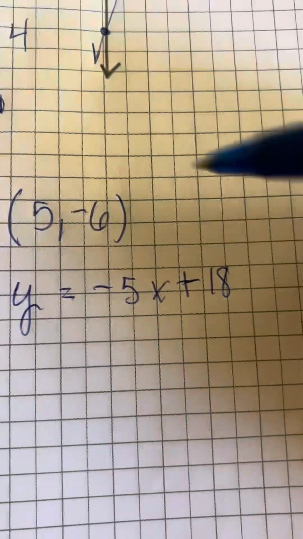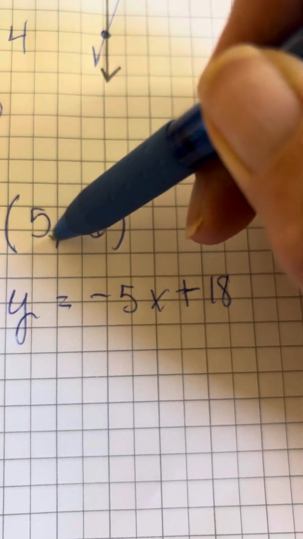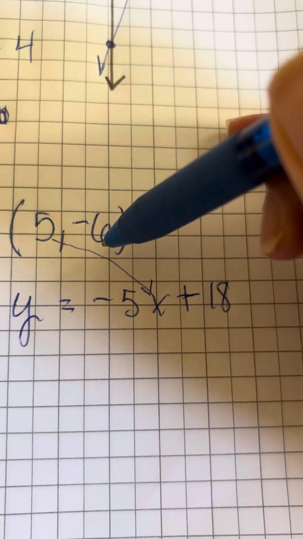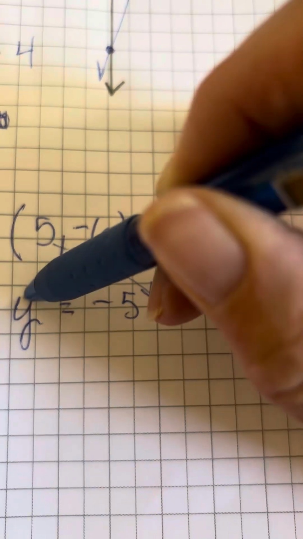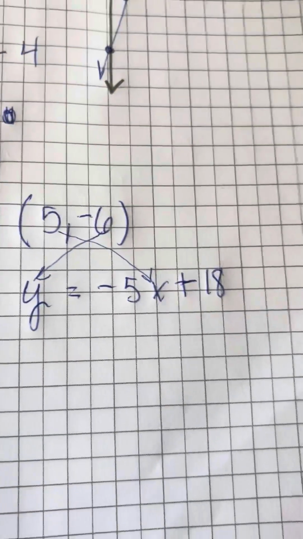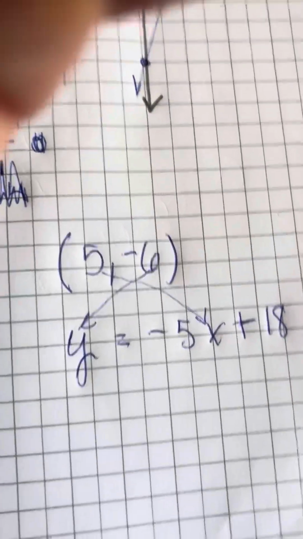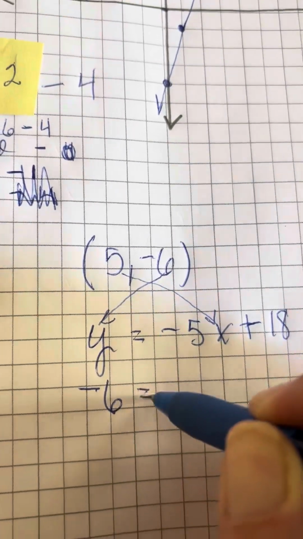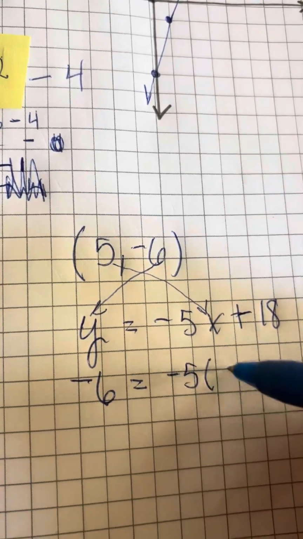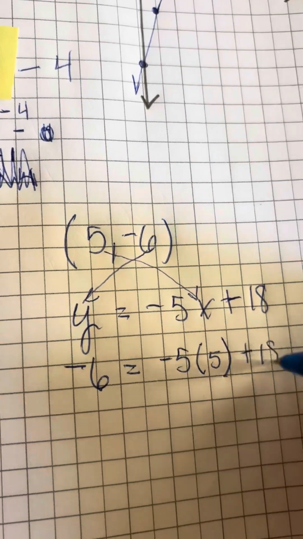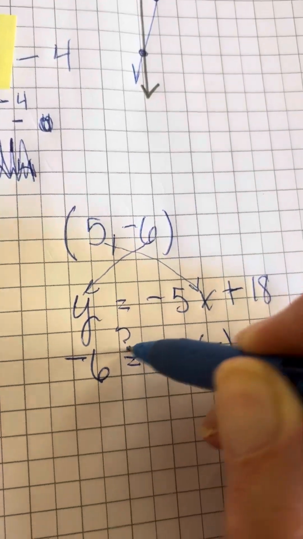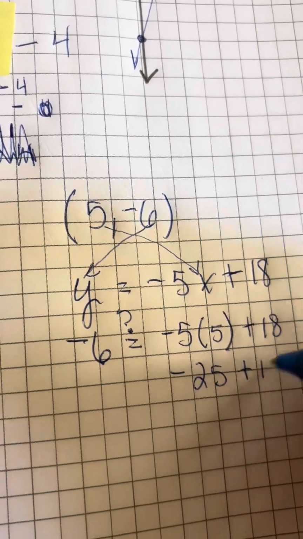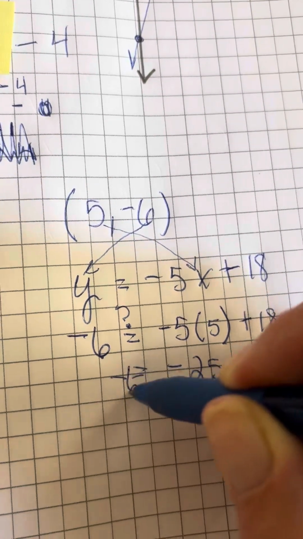So that means I replace the x with 5 and the y with -6. That gives me -6 equals negative 5 times 5 plus 18. Now I am wondering if this is true. Negative 25 plus 18, does that equal negative 6?